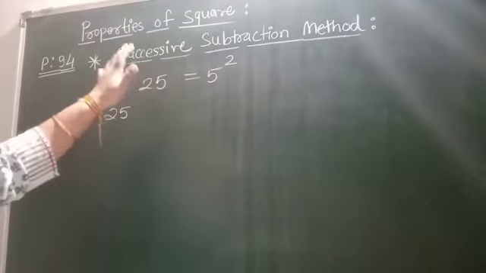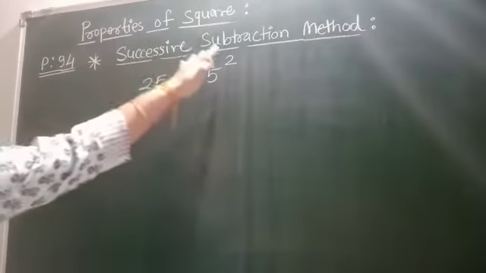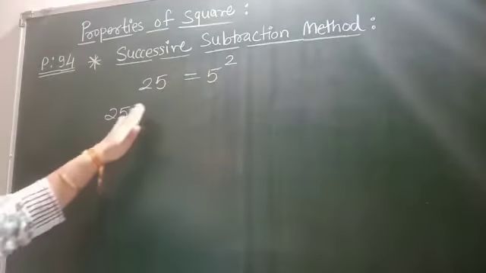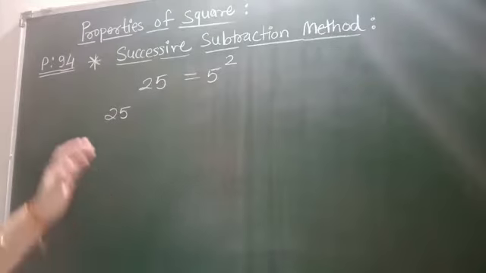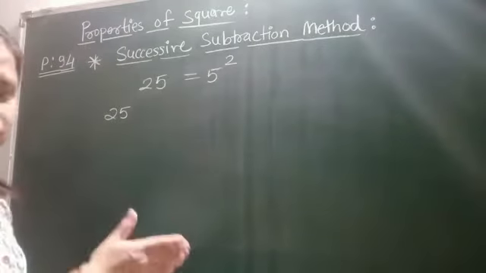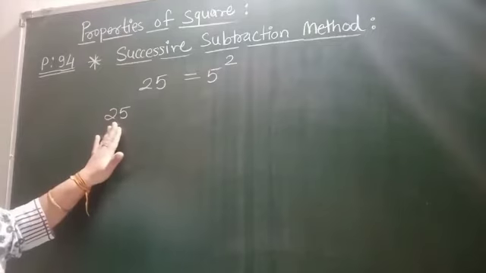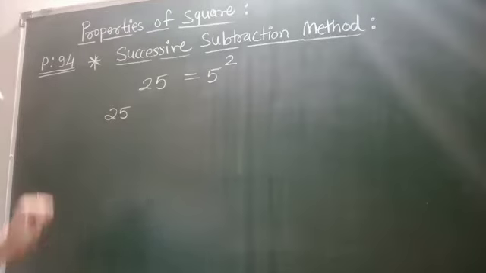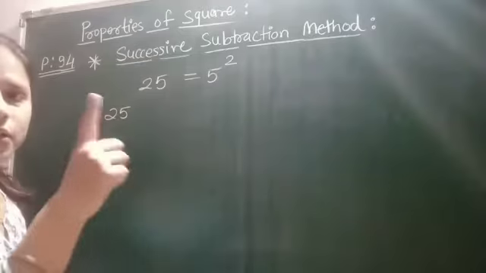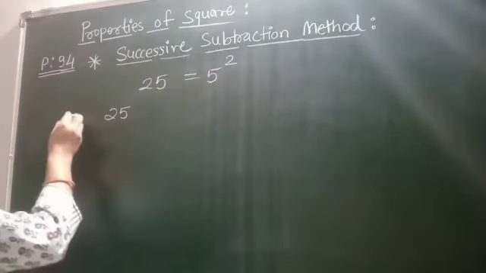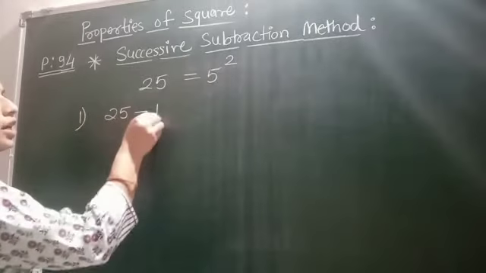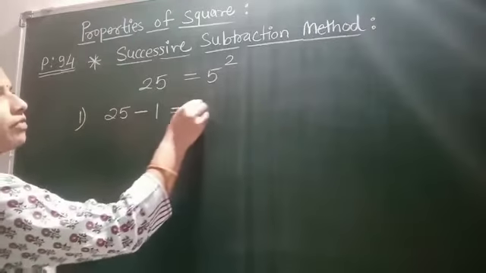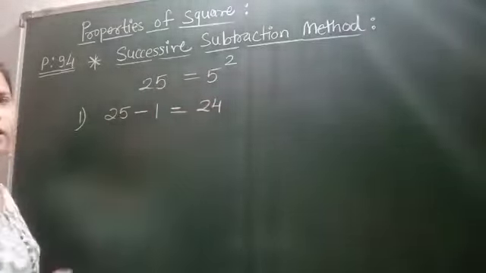As the name suggests student, successive subtraction. It means we will subtract odd numbers from 1 from this given number 25. So as we know, the first odd number is 1. So in the first step, we will subtract 1 from this 25. What will we get? Yes, we will get 24.